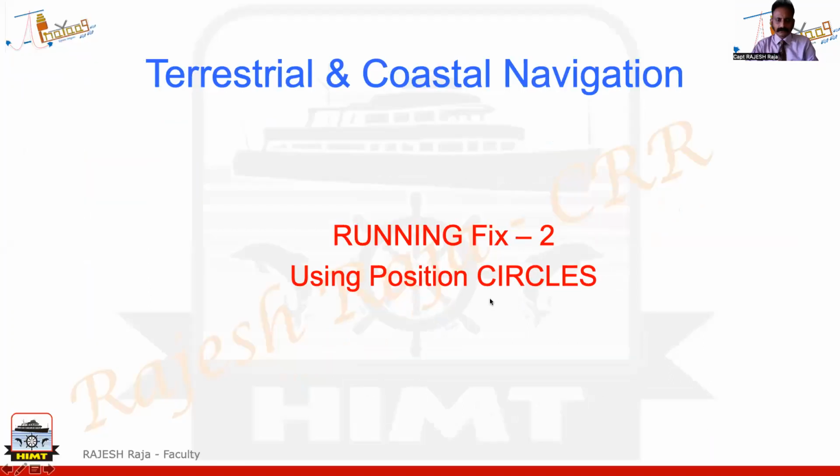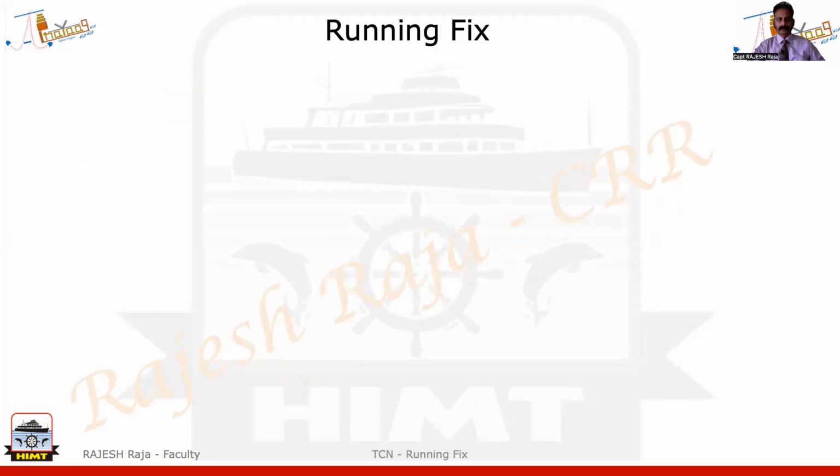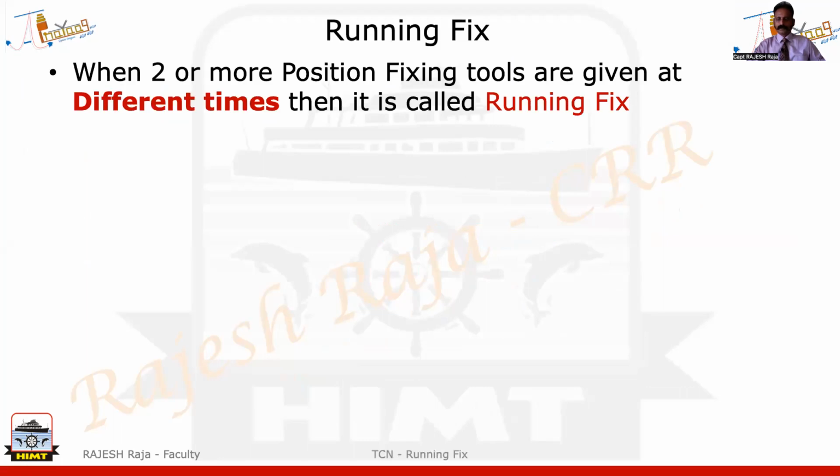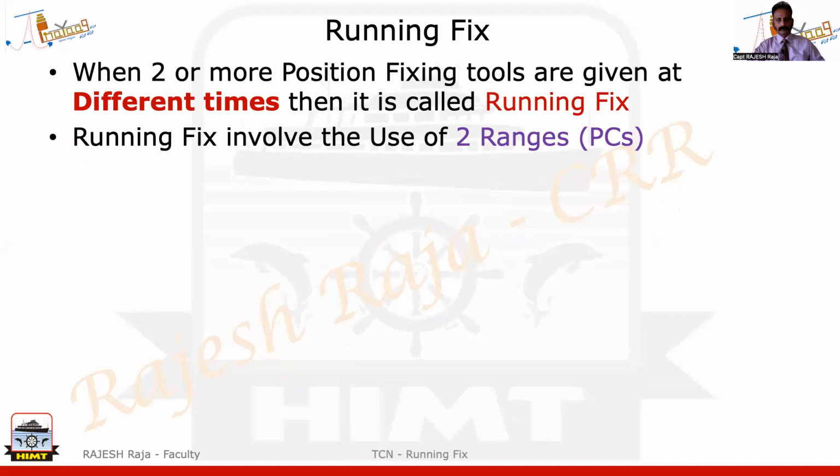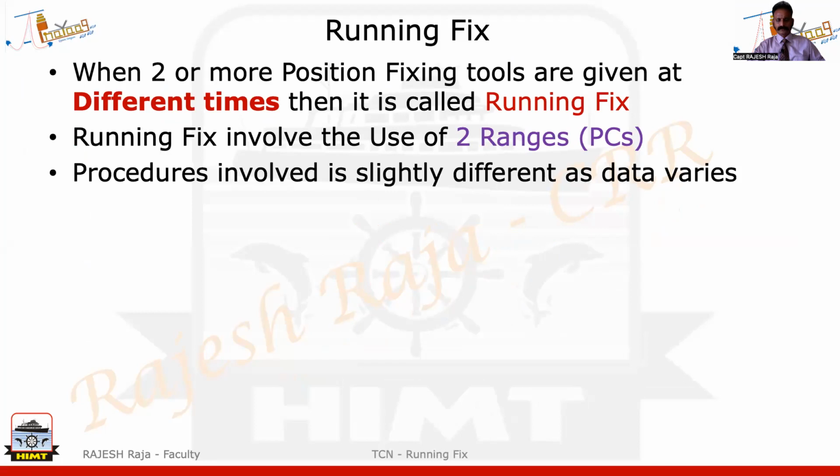So this is a second in series for running fix. I'll be coming with a couple of more depending on different data given to me in the questions also. The definition of running fix remains same. Position fixing tools given to you at different times is called running fix. But this time I'm going to involve position circles or ranges. The procedure will slightly be different because I'm not looking at position lines, I'm looking at position circles.